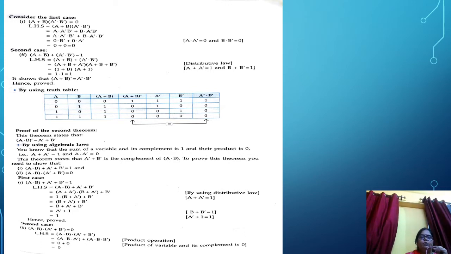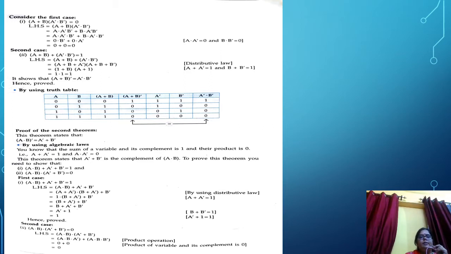And see at the last how it has been proved. Students, one more thing I have to tell you: you all have to write what you are going to do in this algebraic method, like what law you are going to use. See, here it is written A.A' is equal to 0 and B.B' is equal to 0.